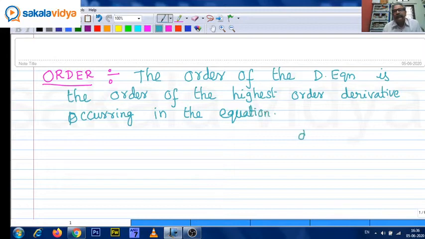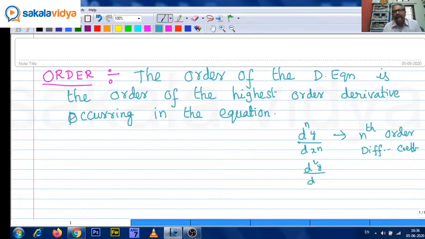So for example, this d^n y by dx^n is there. This is called the nth order differential coefficient. In a similar manner, d2y by dx square is a second order differential coefficient. So one example let me discuss.